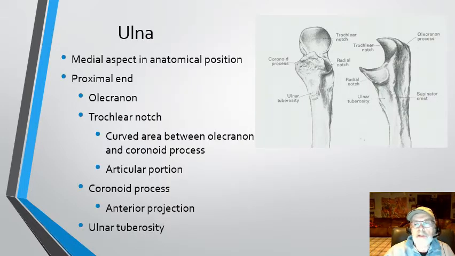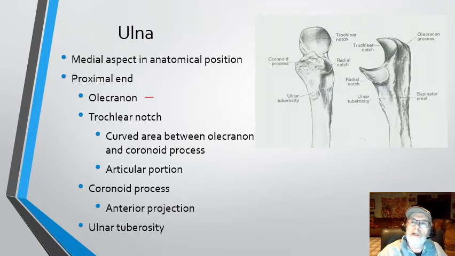Let's talk a little about the radius and the ulna. Let's talk first about the ulna. Everything that we talk about is in anatomical position. So the ulna we know is on the medial side of the forearm. Okay, ulna is medial, radius is lateral. Ulna medial, radius lateral. You should know that. Okay, what are some of the parts of that ulna that we should know about?